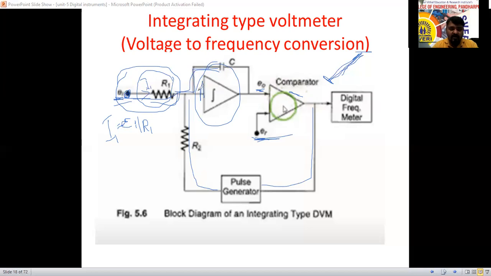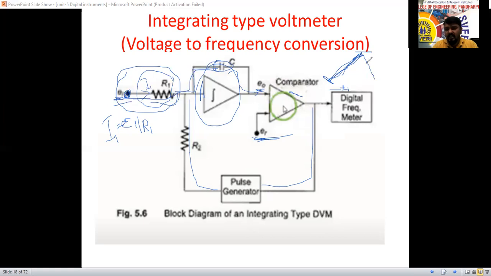Then the current flowing through this will stop here. Whatever the capacitor has already charged will now discharge. Through the capacitor discharge, the output will come to 0 here, and the comparator output also comes to 0. The time taken from 0 to the certain value is called T1, we are going to call that one.